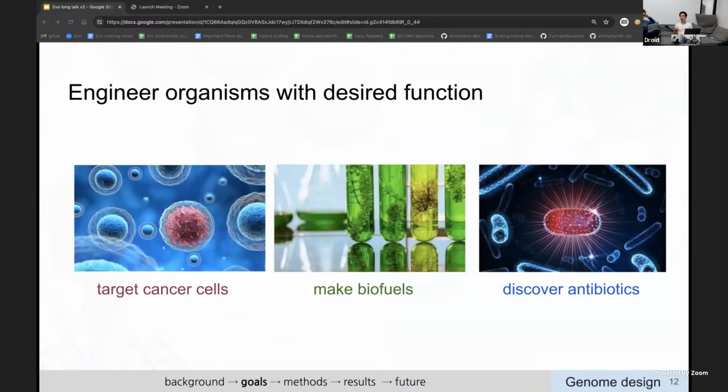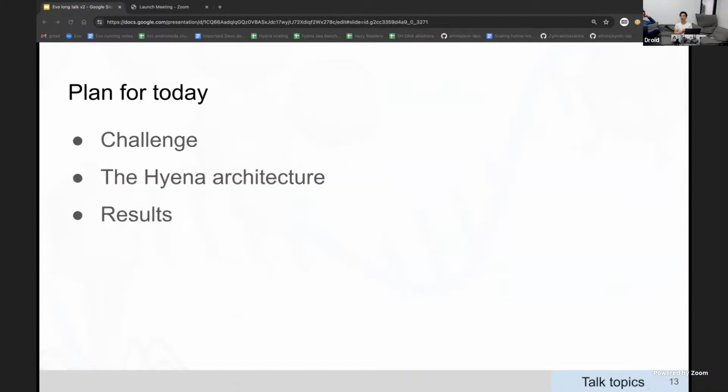Now, you might ask, why would you even want to do this? And perhaps naively, we thought if you could do this, then you could potentially create organisms that could target cancer cells, make better biofuels, or discover antibiotics. These are some of our pipe dreams that, to be clear, we didn't get to do, but we'll talk about what we did do along the way to try to reach this goal.